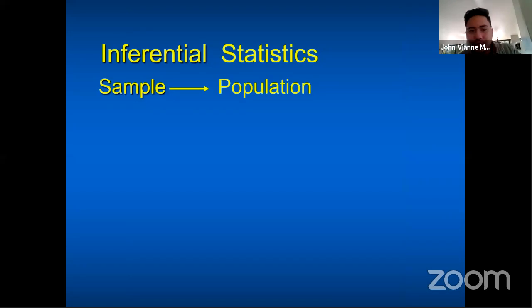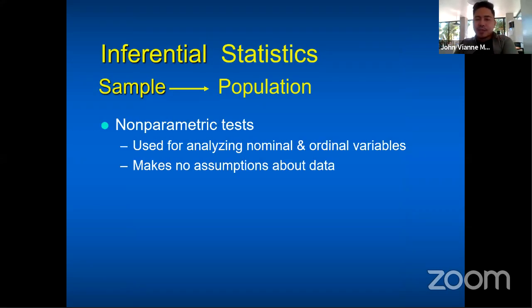Our focus is more on inferential statistics. When we say inferential statistics, we're trying to investigate if whatever exists in the sample could also exist in the entire population. Non-parametric tests include analyzing nominal and ordinal variables. However, non-parametric tests make no assumptions about the data. That means your data did not meet the required assumptions like normality, representativeness, or adequacy. So when your data is very few and you have no assumptions whatsoever about the data, then the kind of inferential statistics we're going to use is non-parametric.